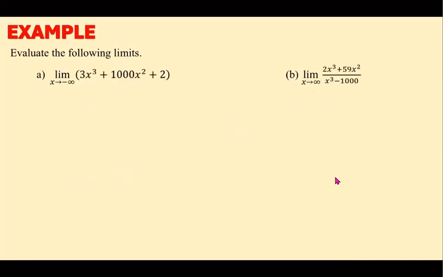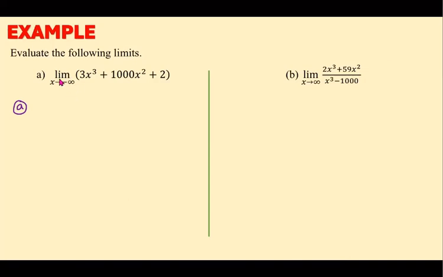Okay, let's do one more example, one more slide. Here also we have two examples. So we are going to do A first and then B. Let's look at A. In A, we have to find the limit of a polynomial function as x approaches negative infinity.